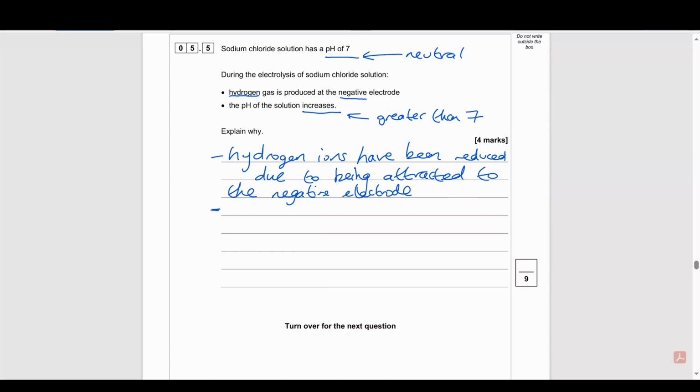And because in our reactivity series, hydrogen is lower in its position than sodium, that means it's less reactive. So due to the fact that it's less reactive, it is the thing that gets produced at the negative electrode. So you want to say then that hydrogen is less reactive than sodium.